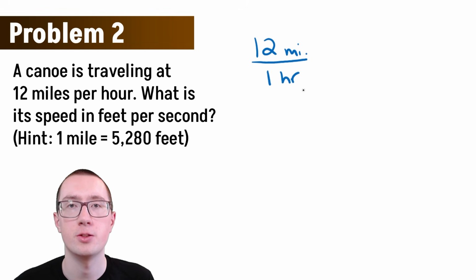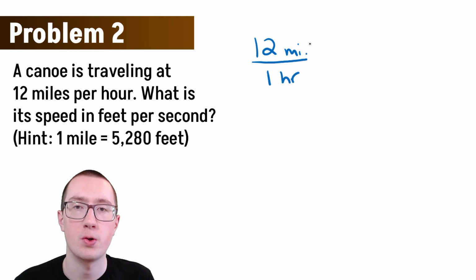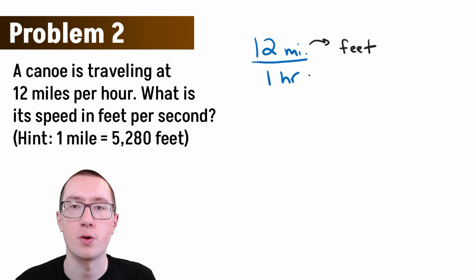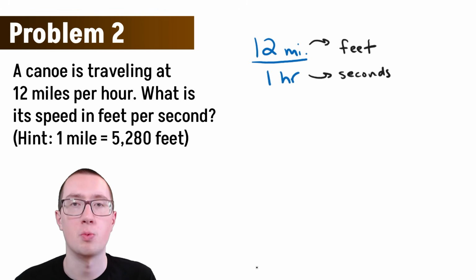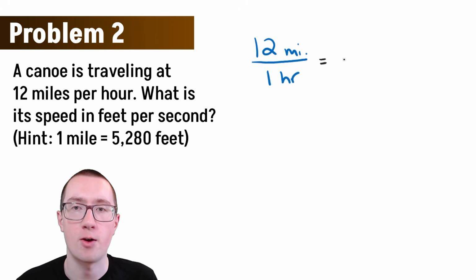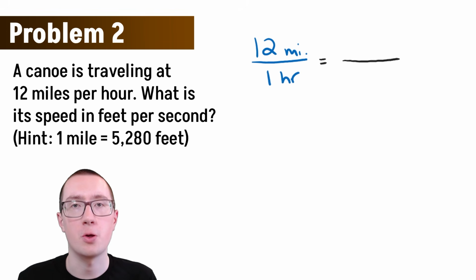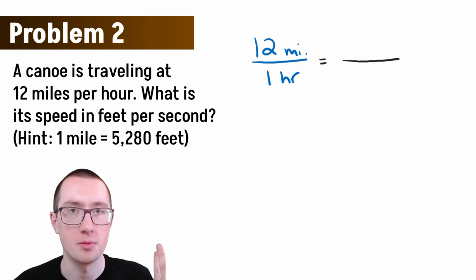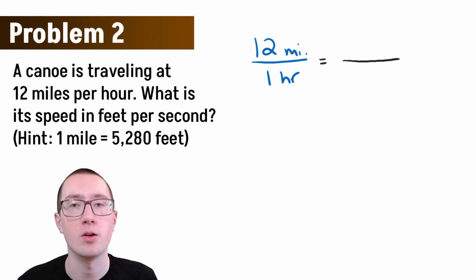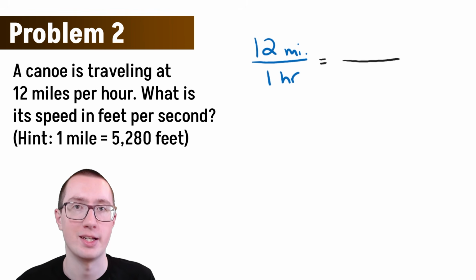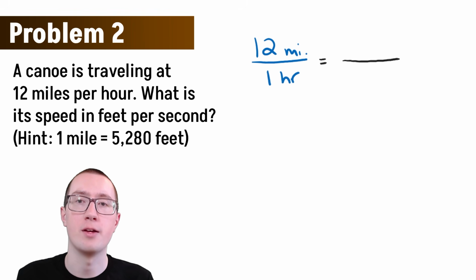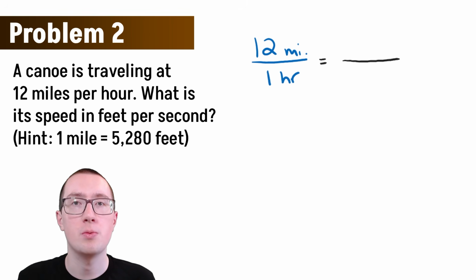Now for this problem, we need to do 2 different things. It wants feet per second. So we need to convert the miles into feet, and we need to convert the hour into seconds. And then we just need to see what we get. So 12 miles is how many feet? Well, you probably don't know that off the top of your head, but the problem gives us a hint. It says that 1 mile is equal to 5,280 feet. So to convert miles to feet, we just need to multiply 12 by 5,280.